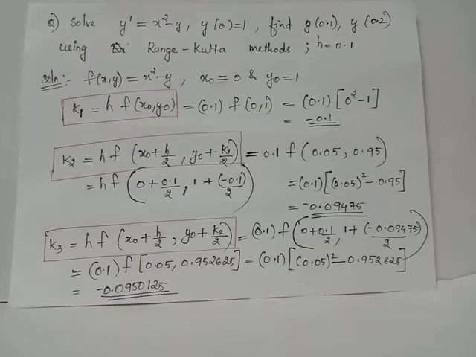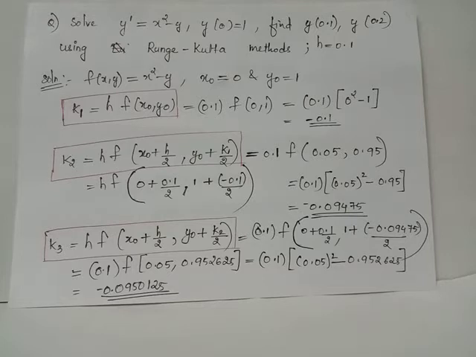We have the standard formula k1 equals h times f of x naught, y naught to be evaluated first. Giving h equals 0.1 and evaluating f of x,y at x naught equals 0 and y naught equals 1, we will obtain k1 equals minus 0.1. We have to evaluate k2 using the formula k2 equals h times f of x naught plus h by 2 comma y naught plus k1 by 2, where k1 equals negative 0.1.